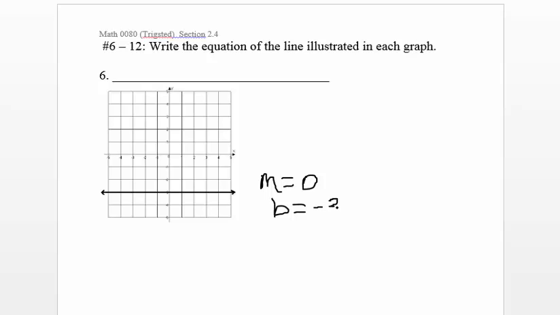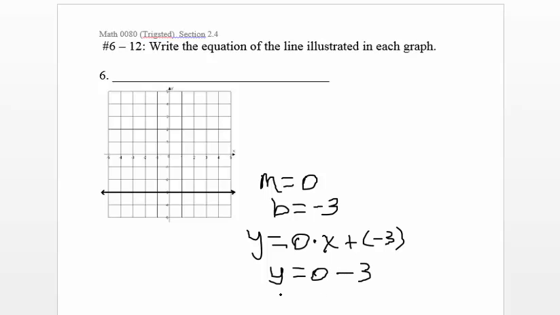So if we just follow the process of what we've been talking about, y equals 0 times x plus a negative 3. 0 times x is simply 0. So y equals 0 minus 3 simplifies to y equals negative 3. So that's actually the equation of our line. Horizontal lines always merely have an equation that gives the y value. All points on the line have the same y value but different x values.